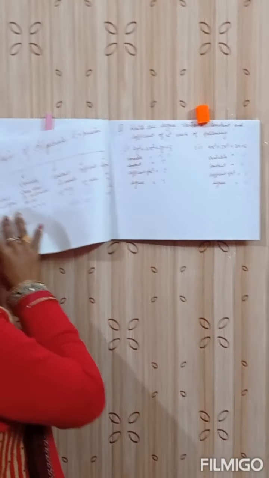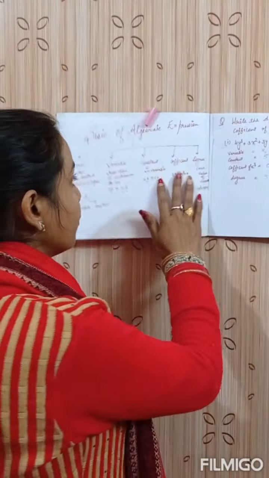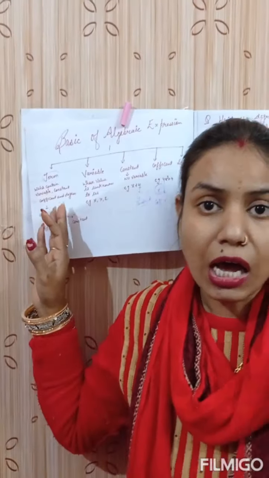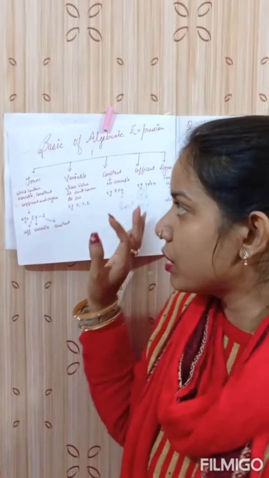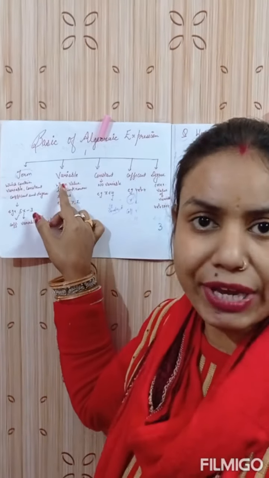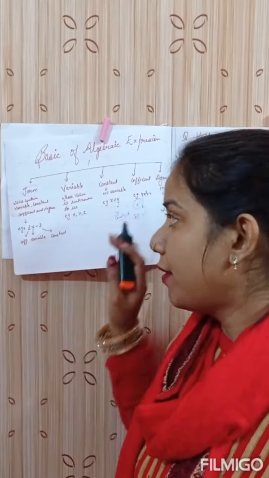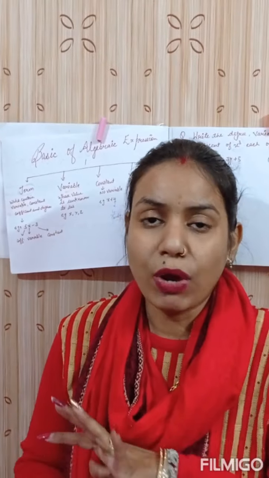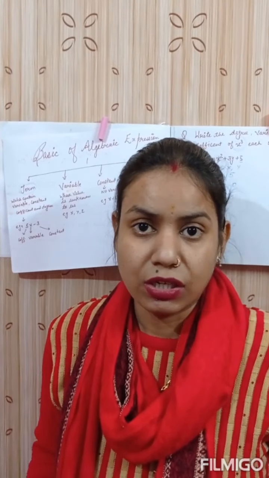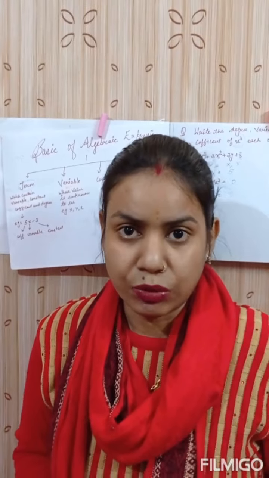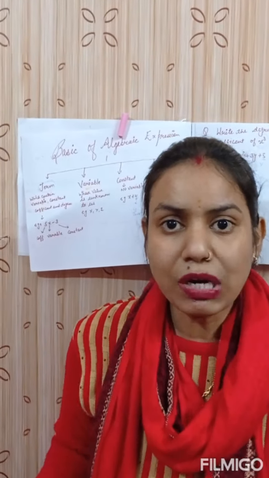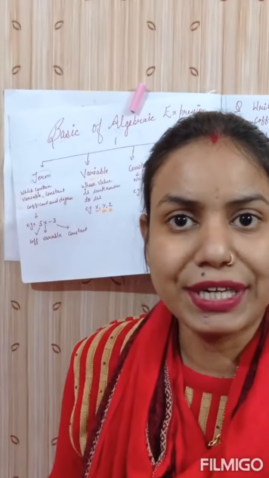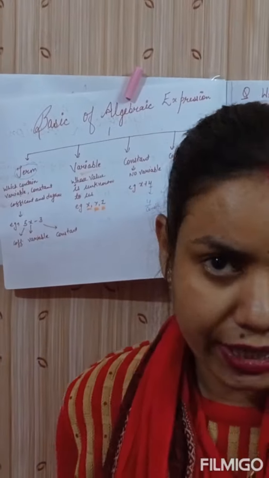Basics of the algebraic expression. What are the main points of the algebraic expression which are used to solve the numericals? The first point is the variable. What is a variable? A variable is any kind of number whose value has not been defined, which can take any value, whose value is unknown to us. For example, x, y, z in an expression are called variables.